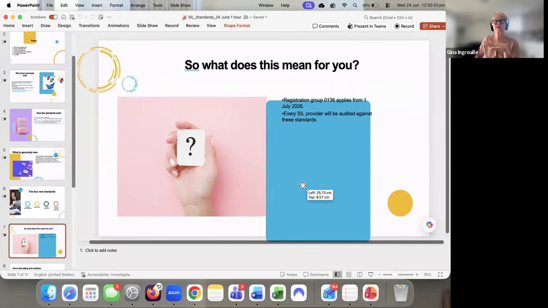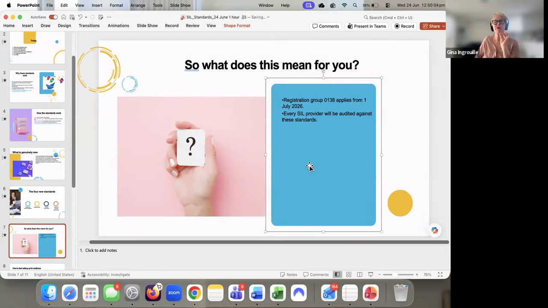So we've got, your registration group is going to be 0138 and it applies from July. Every SIL provider will be audited against these standards. I'm scared to touch the thing. Hang on. Perhaps that's all there is.